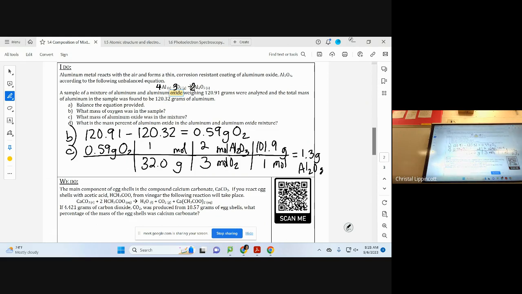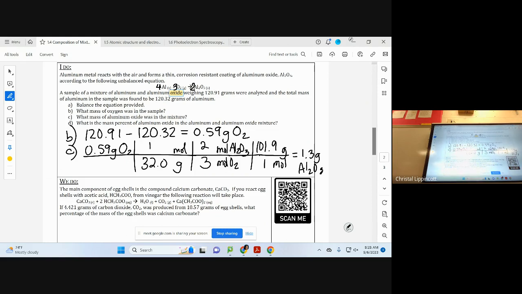Good. Okay. All right. So then, what is the mass percent of aluminum oxide in the aluminum and aluminum oxide mixture? Well, we know that 1.3 grams is the mass of the aluminum oxide. We got that from right here.